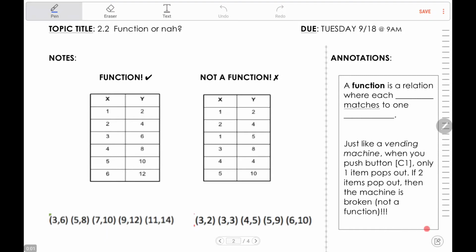Hi everyone, today we are doing 2.2, function or not. So let's start with the notes.